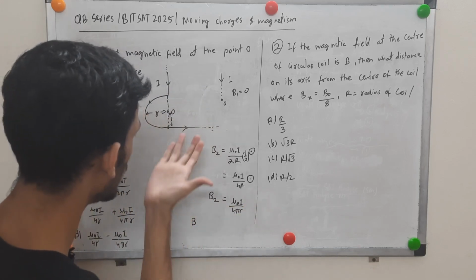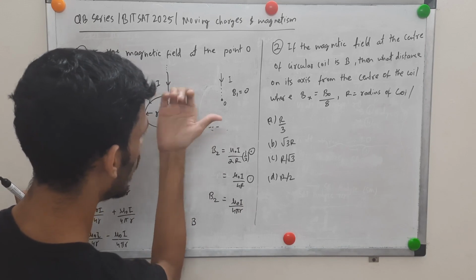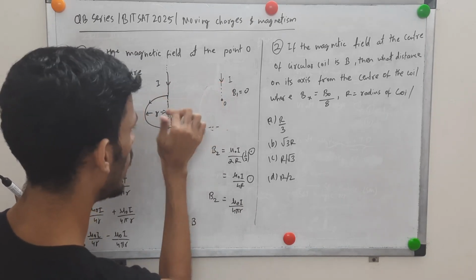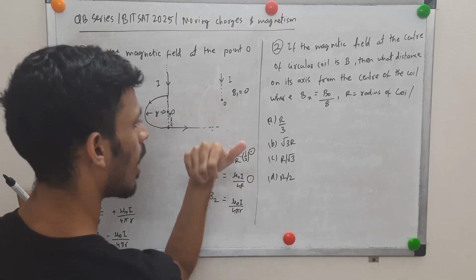Now what is the direction? You place the thumb in the direction of the field, and you'll get that at point O it is outward. At point O, it is outward. If the point O was over here, it would have been inward.